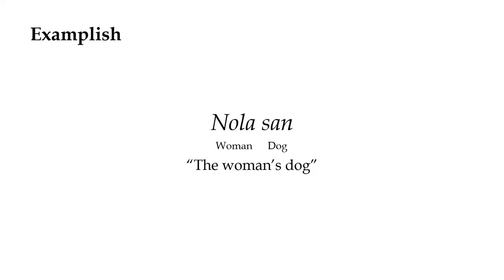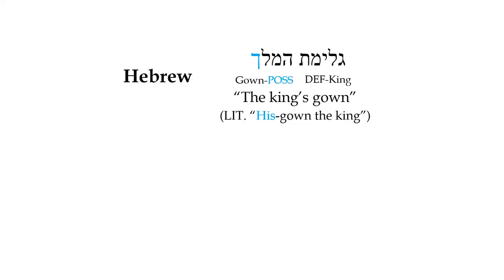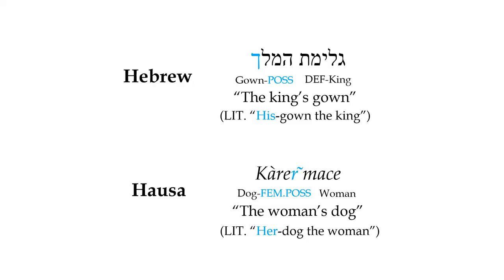Meanwhile, in a head marking language, we take the possessed noun, in this case the dog, and attach an affix that marks it as being possessed by the other noun. This may occur as just a single marker, like the construct state in many of the Semitic languages, but it's also very common for this marking to agree with the possessor in person, number, and possibly gender if the language has it.